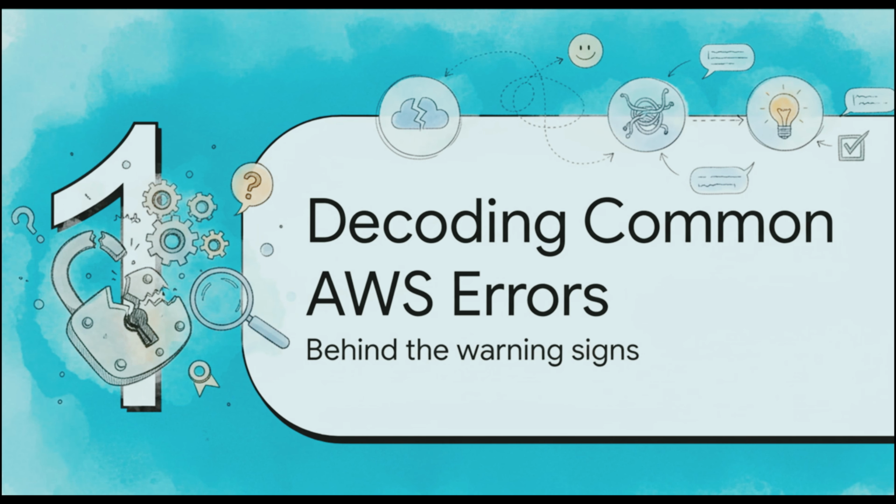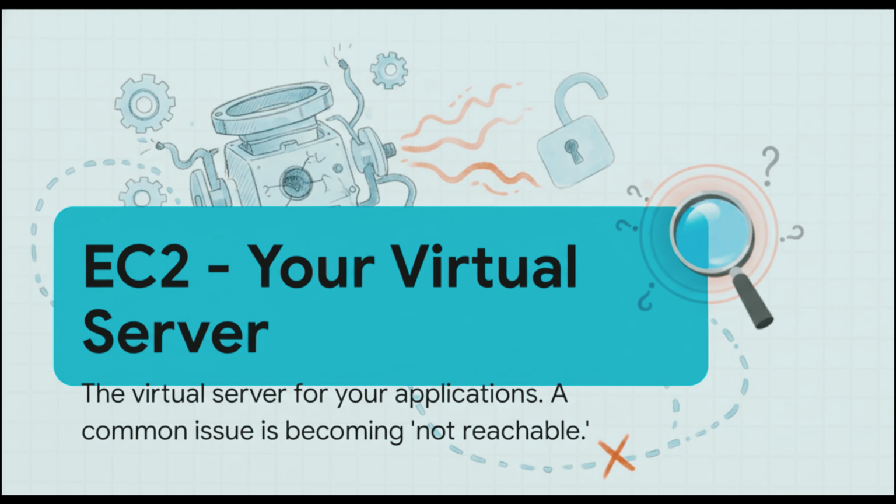All right, let's dive in and start decoding some of the most common errors you'll see in AWS. We're going to pull back the curtain and look at what's really happening behind those confusing warning signs. Okay, first up, EC2. The simplest way to think about an EC2 instance is that it's the engine for your application. It's your virtual server doing all the heavy lifting.